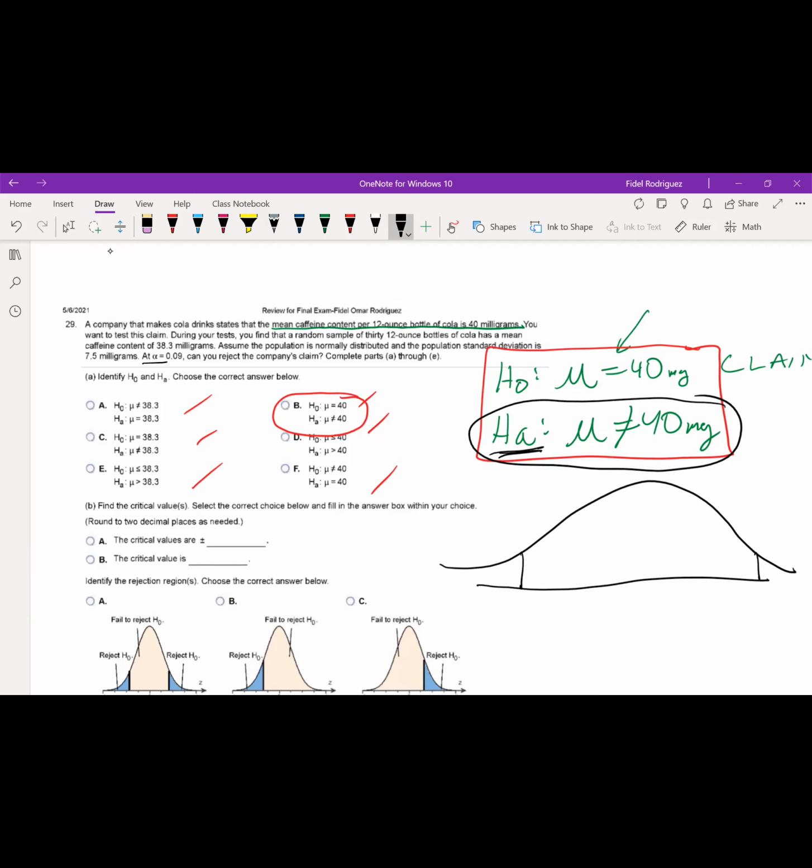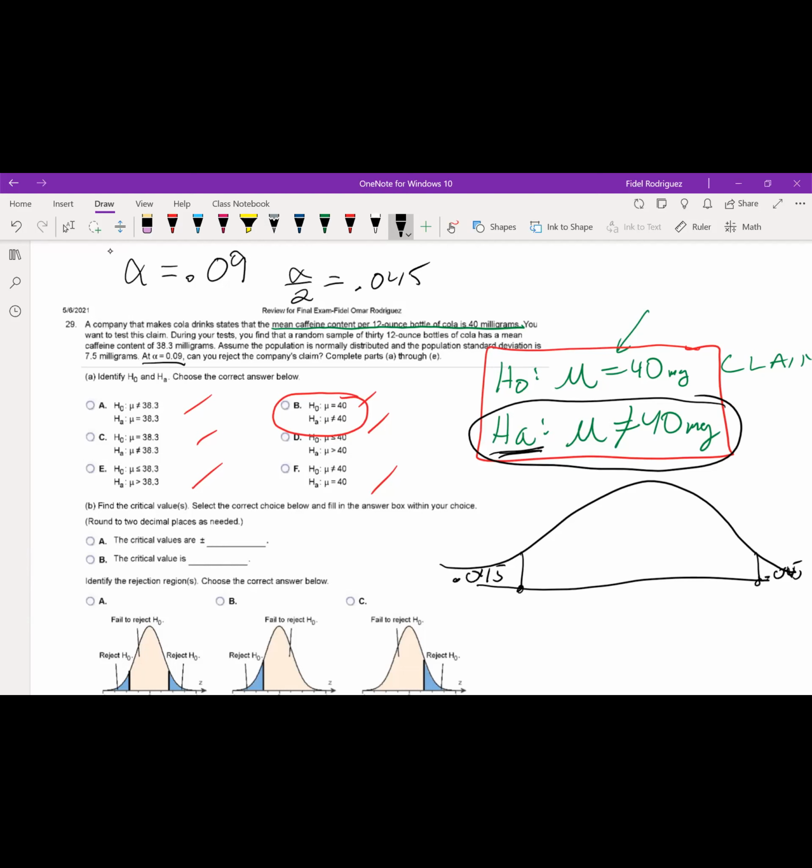And so when I'm reading my problem here, it tells me that alpha is 0.09, so what we need to do is find alpha divided by 2. So I'm just going to take my calculator real quick. I'm going to type in 0.09, and I'm going to divide it by 2, and I'm coming up with 0.045. That's going to be the area over here, and that's going to be the area over here, okay? So we're looking for two critical values, okay? So we want to find what those values are going to be. So let me see.